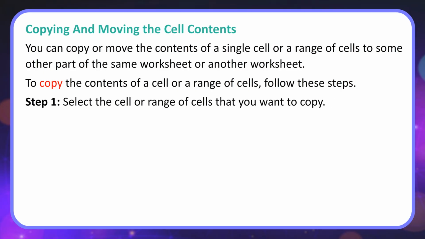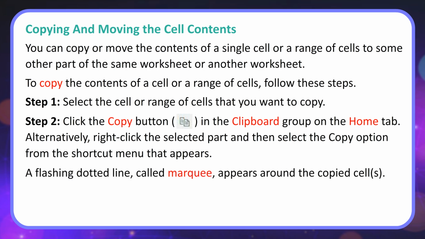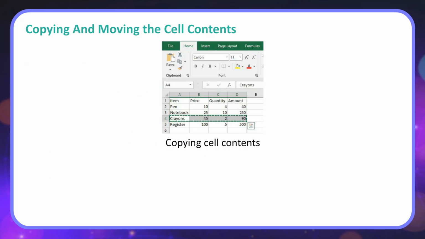Step 1. Select the cell or range of cells that you want to copy. Step 2. Click the Copy button in the Clipboard group on the Home tab. Alternatively, right-click the selected part and then select the Copy option from the shortcut menu that appears. A flashing dotted line, called Marquee, appears around the copied cells.